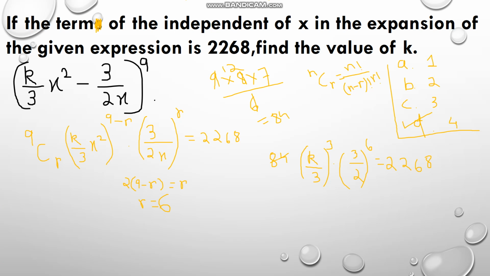Let's see if it goes with 7, then it will be 324. Yeah, it's going. It's 27. Now this 3 cube and this 3 to the power 6 and this 27 will all cancel at once. This 2 to the power 6 will remain.